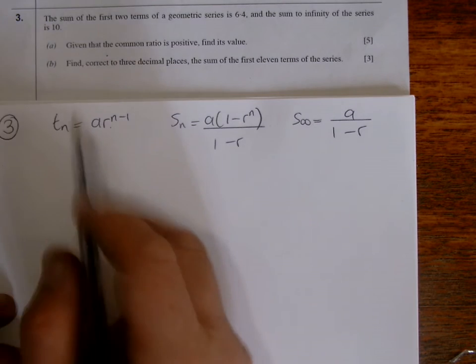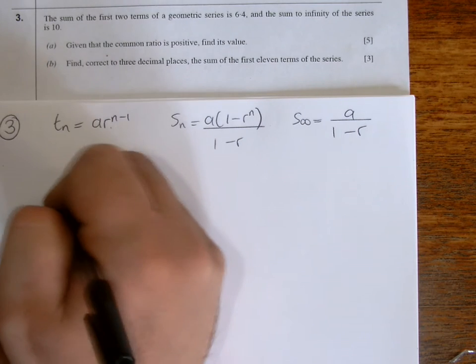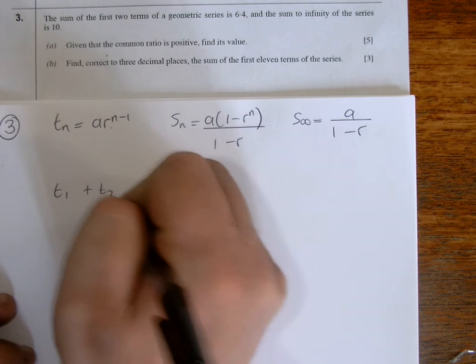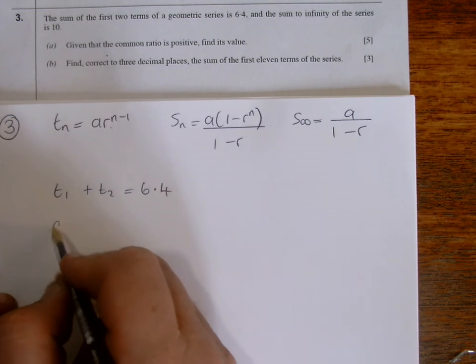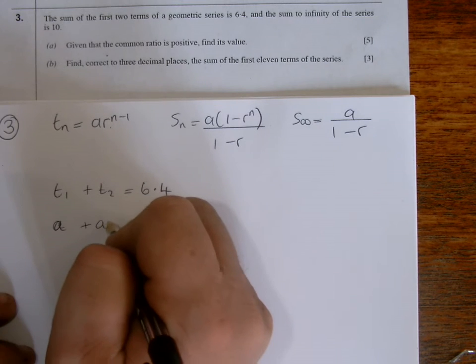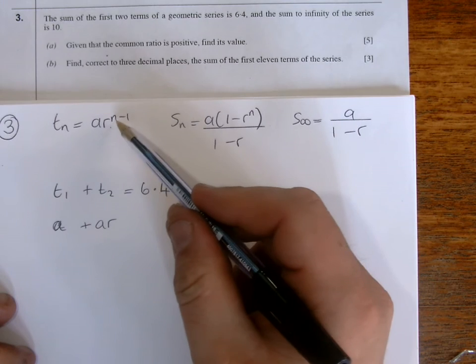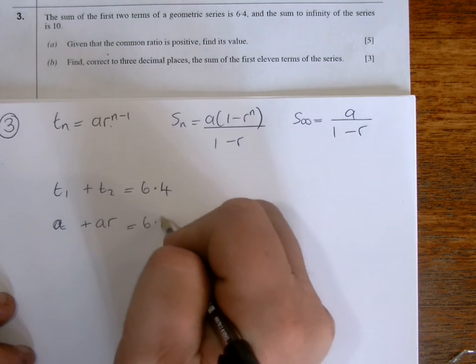Okay, question 3. We're told here the sum of the first two terms of a geometric series is 6.4. So in other words, t1 plus t2 is 6.4. Remember, t1 is just a, the first term. t2 is you timesing a by r, so ar. You end up with a plus ar, and that equals 6.4.